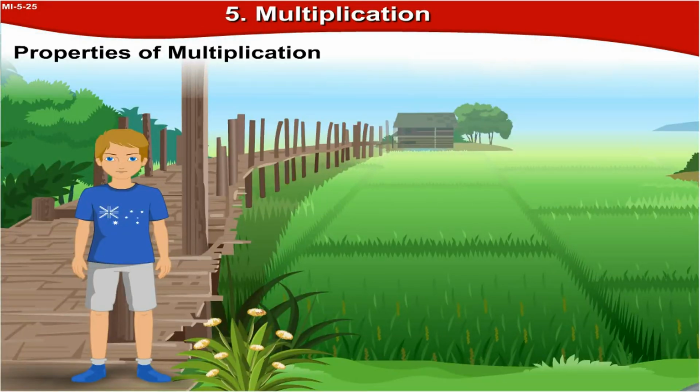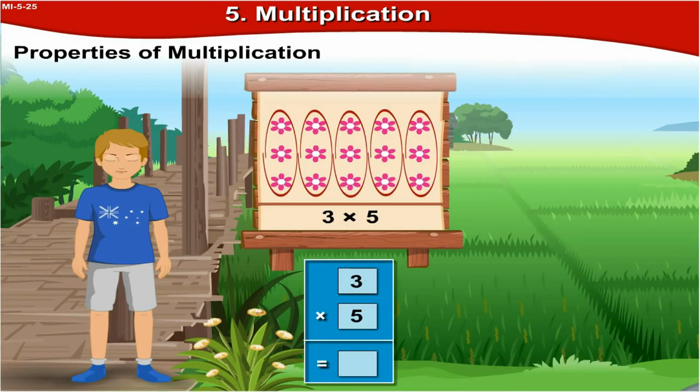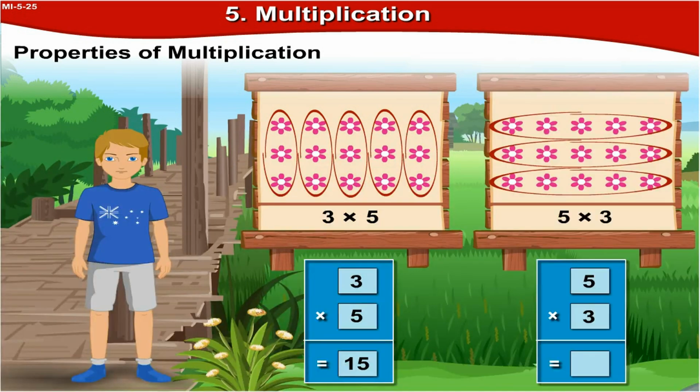Properties of multiplication. Children, now we will try and understand some properties of multiplication. For that, let us see an example. 3 multiplied by 5. I know you're very smart. Yes, 3 multiplied by 5 is equal to 15. But tell me, how about 5 multiplied by 3? That's right. 5 multiplied by 3 is also 15. You know what it means? It means 3 multiplied by 5 is equal to 5 multiplied by 3.